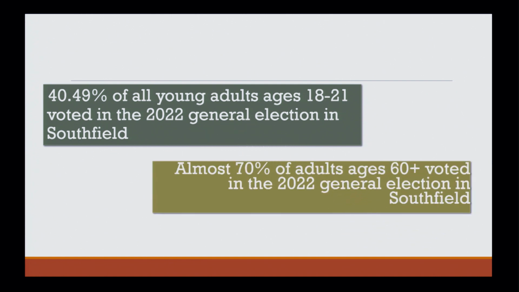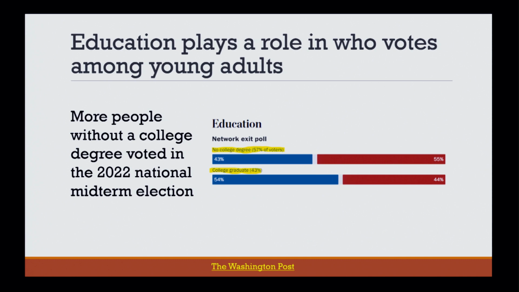So these are percentages from the Southfield general election from last year. About 40% of young adults ages 18 through 21 voted, and almost 70% of adults ages 60 and over voted in the 2022 general election in this city. So education plays a role in who votes, not just among young adults, but of all voters. In the 2022 national midterm election, almost 60% of voters did not have a college degree.